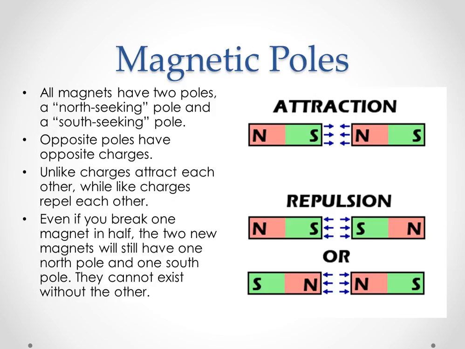And this is important. You might not have known this, but even if you break one magnet in half to create two new magnets, the two new magnets will, in a sense, inherit a North Pole and a South Pole. That North Pole and South Pole will still be there. In other words, they cannot exist without the other. A magnet cannot exist without a North Pole and a South Pole. Very important parts of a magnet.